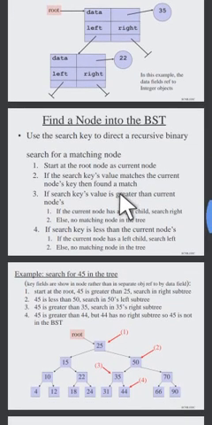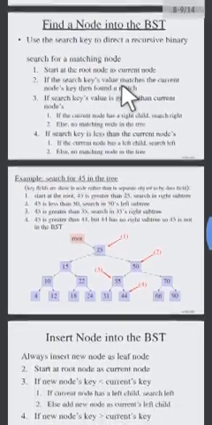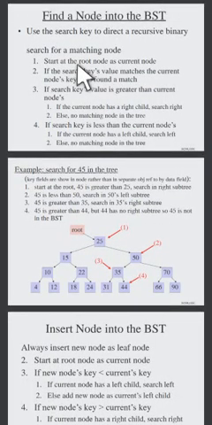And the first operation: find a node in the binary search tree. How do we find a given node in the binary search tree? We have to move from the starting node. Start at the root node as the current node. If the search key value matches the current node's key, then we have found a match.